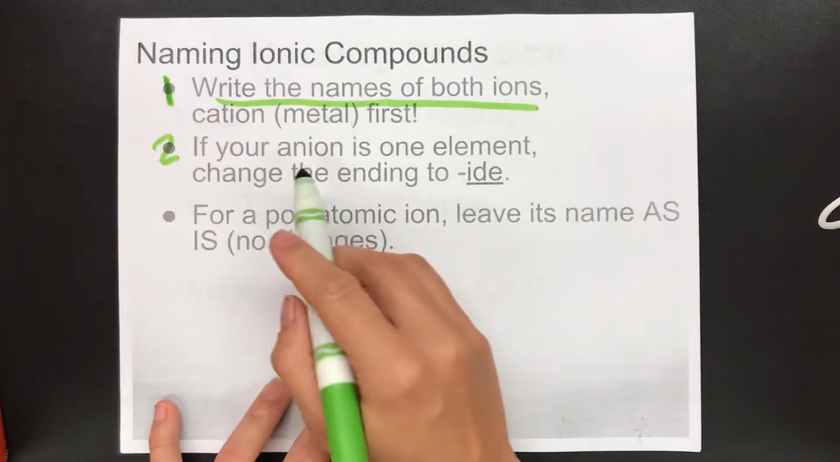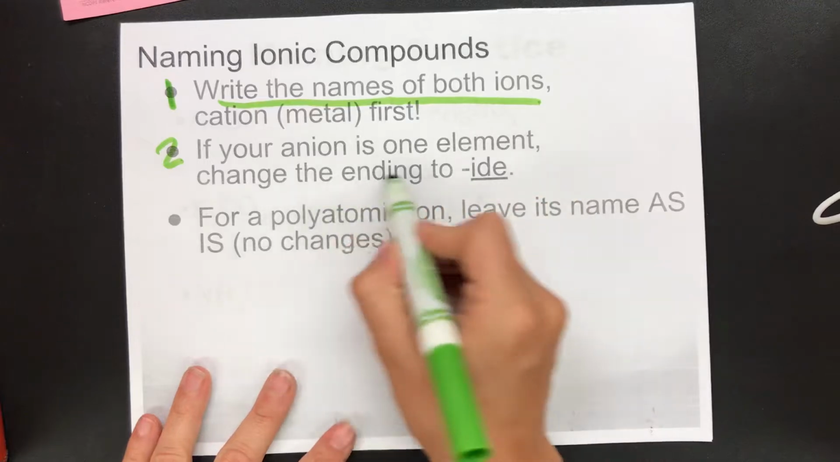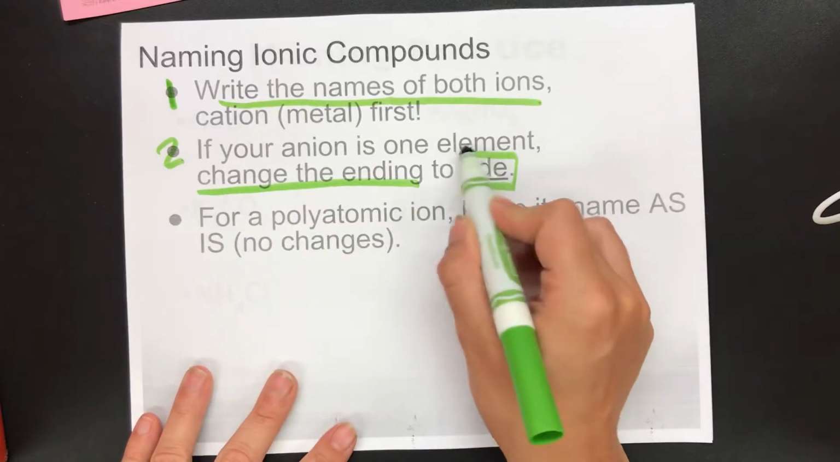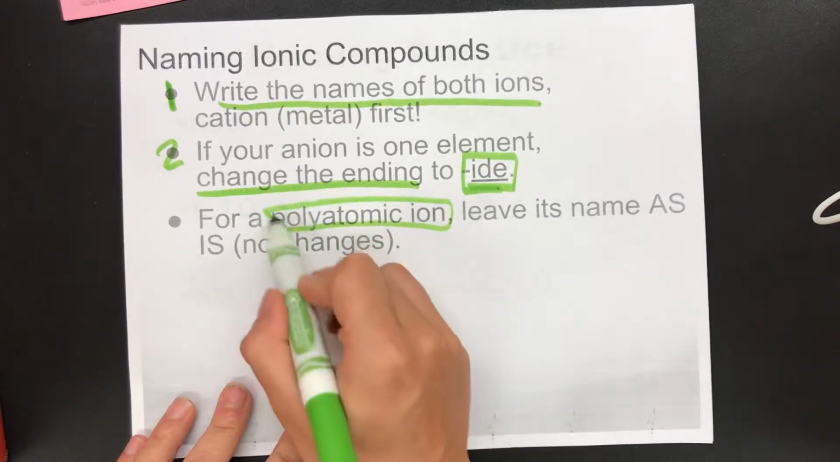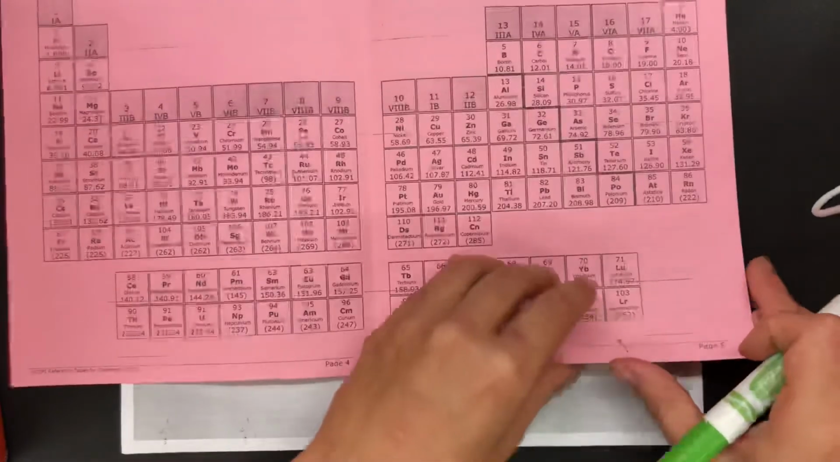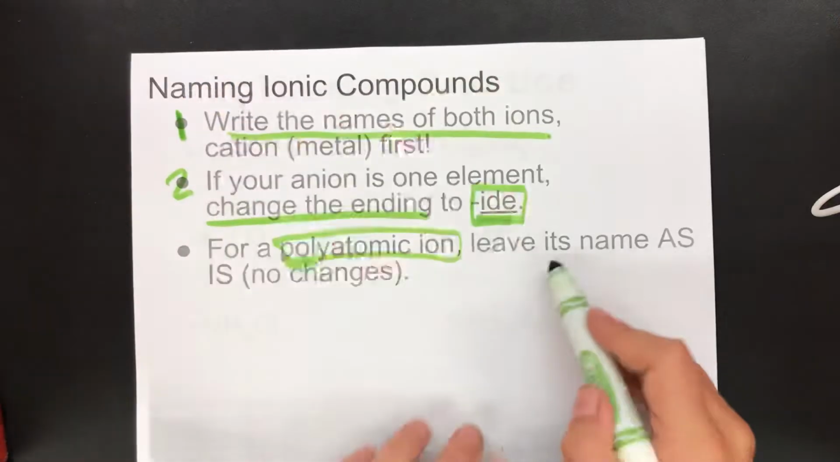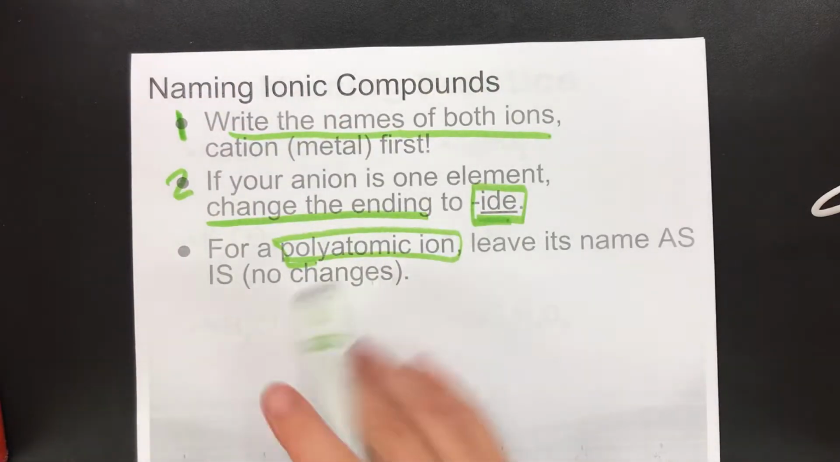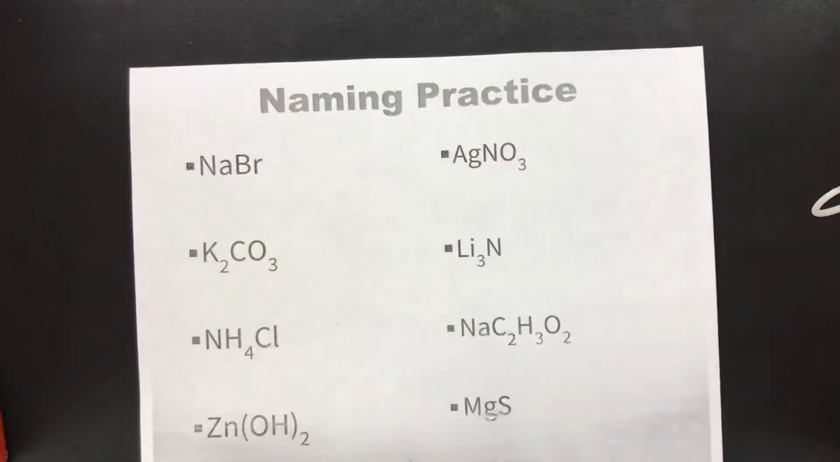Second step, if the anion is one element, meaning it's an element off the periodic table, you're going to change the ending to IDE. Now, we got a new little word here, polyatomic ion. Polyatomic ion is just coming from here again, okay? So, you leave it the same, no change whatsoever. All right, so let's go through the examples here.